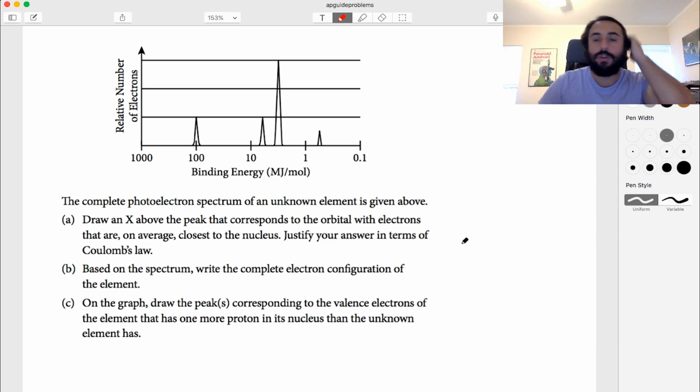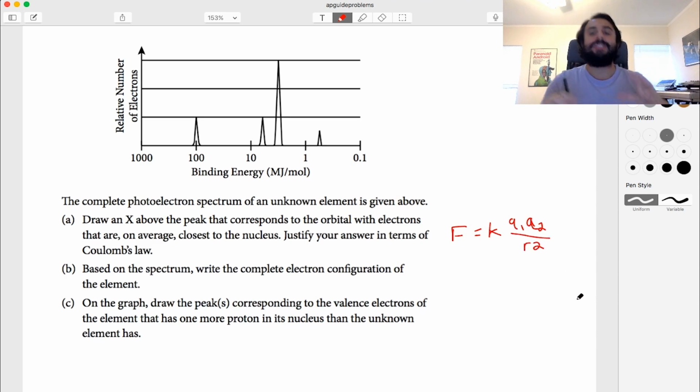So what is Coulomb's law? Coulomb's law is like this. We've got the two charges up top, and we've got r squared on the bottom. And so all this is saying is that as the radius or distance between them increases, the denominator gets bigger, the fraction gets smaller, and the force gets smaller. So the electrostatic attraction is greater the closer they are together.